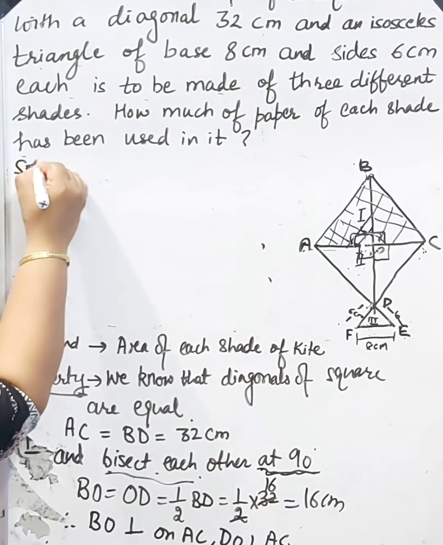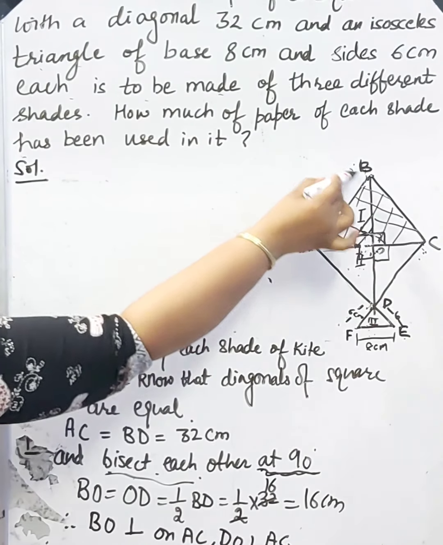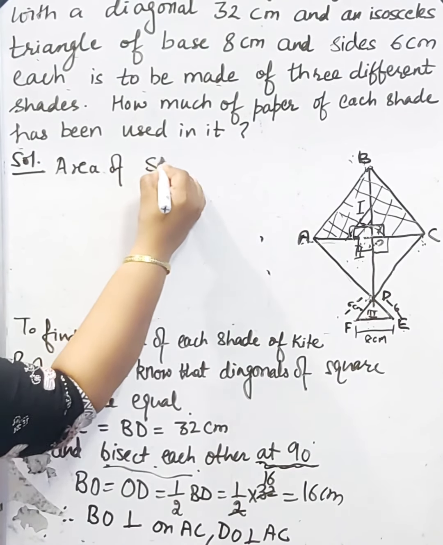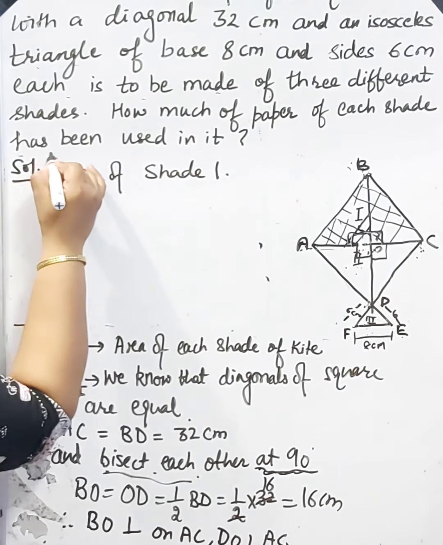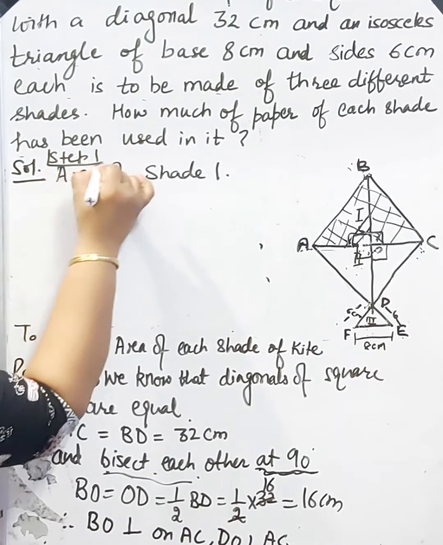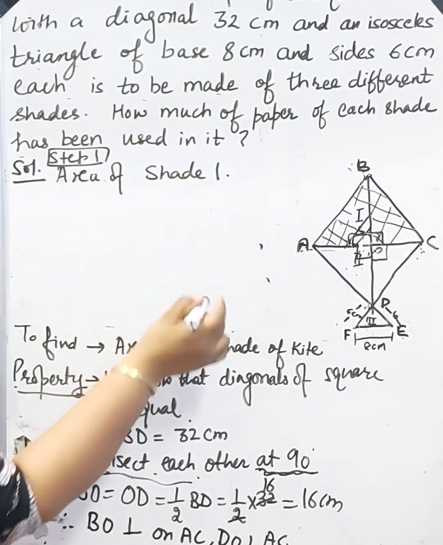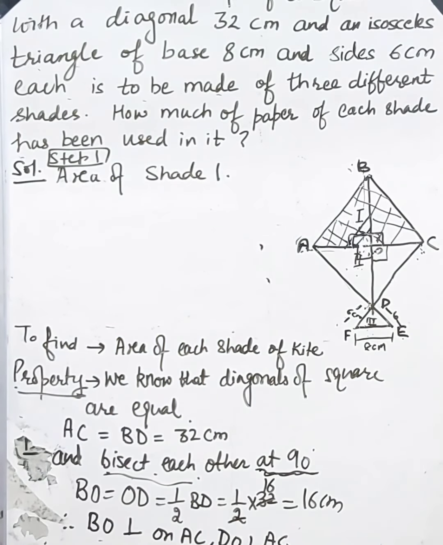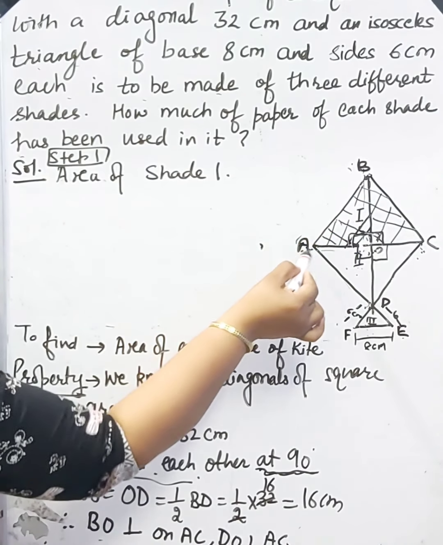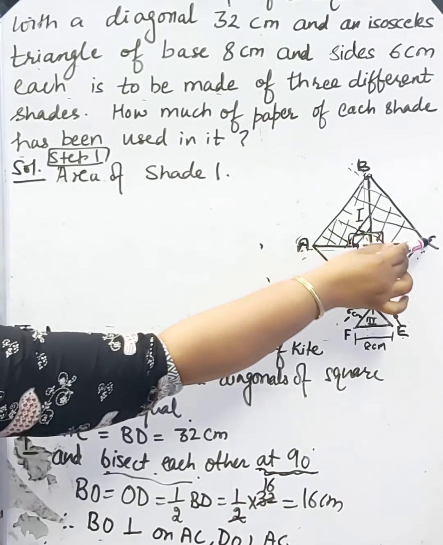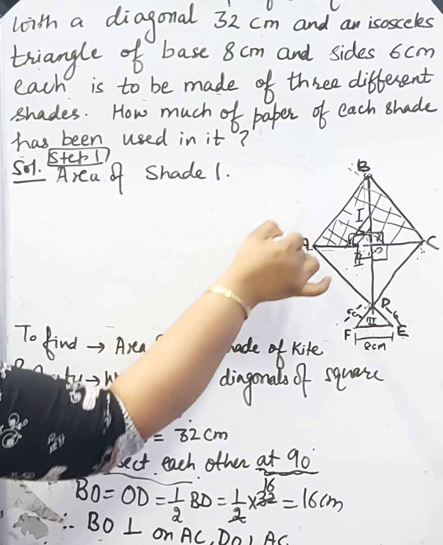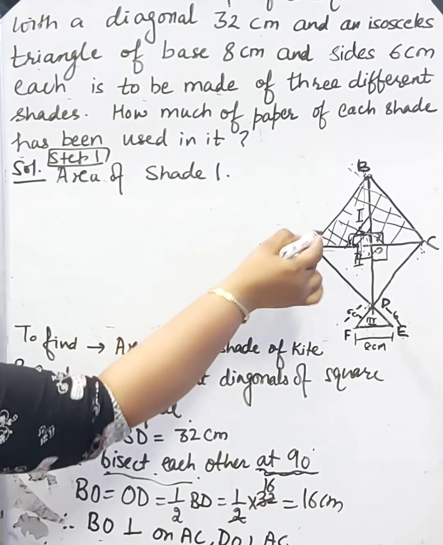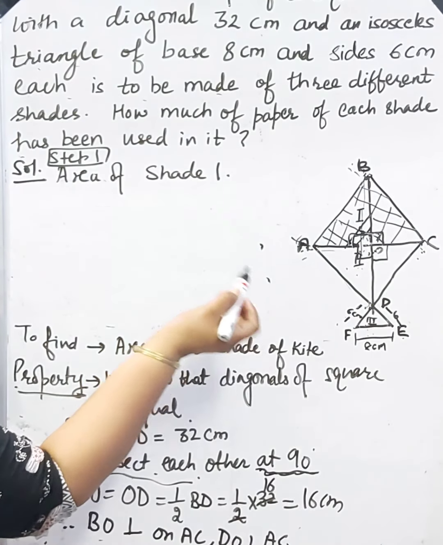Firstly, we will find the area of triangle ABC, or area of shade 1. In step 1, we will find the area of shade 1. Now in this given triangle, BO is perpendicular on AC. It means BO is the height of triangle ABC. And we know that for a triangle in which height is given, we can use area of the triangle equal to half into base into height.